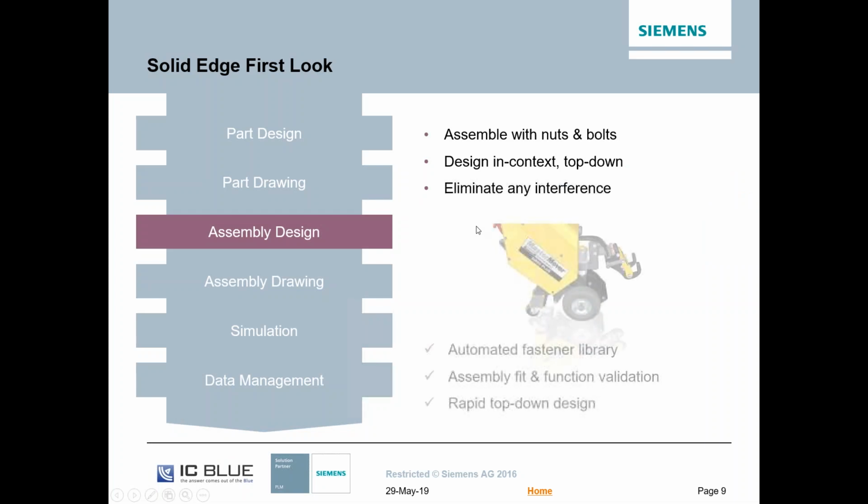So I'll just jump back to my presentation. So as I said, I showed you in the assembly drawing, its automated fastener library. Assembly and fit and function is very useful and quick. And there's also a rapid top-down design approach for when making that dust cut, as well as making the changes to the casters. So I'm just going to quickly now jump to the questions and see if there's any questions.